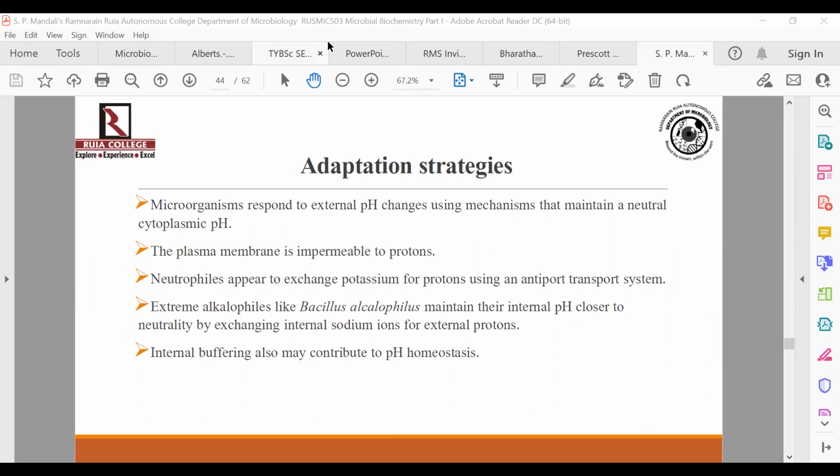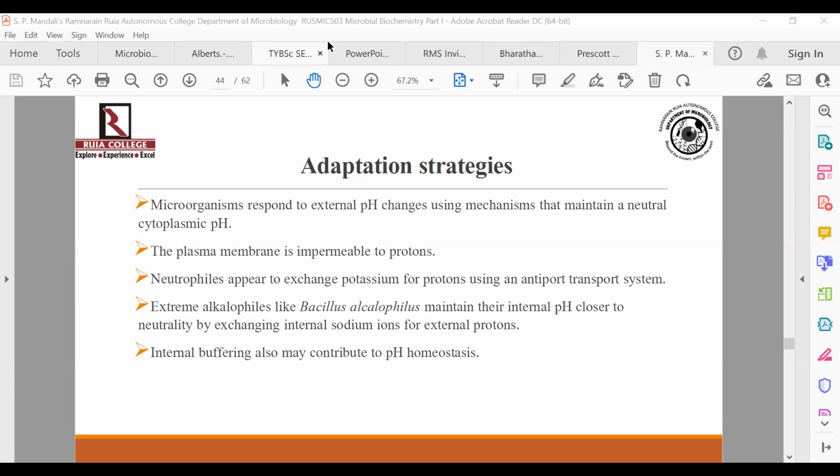Neutrophiles have this tendency to exchange potassium for protons. So if protons are coming inside, what the neutrophiles do is make use of an antiport system. You very well know what an antiport is. An antiport transport system is one wherein you take one nutrient inside and simultaneously, at that same point in time, you put another component out of the cell, right? So if A is coming inside, B has to go out of the cell. So these neutrophiles exchange potassium for protons. They take in potassium and they pump out protons.